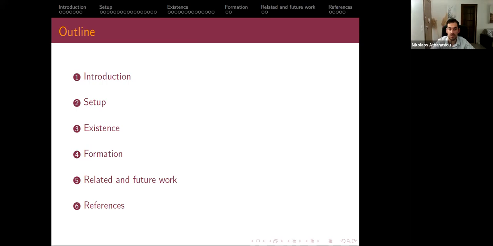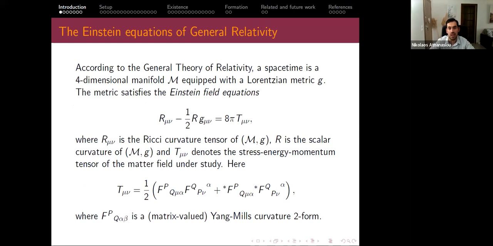So we are studying the Einstein equation of general relativity. As we all know, according to the general theory of relativity, a space-time is a four-dimensional manifold M, including 3+1 dimensions, equipped with a Lorentzian metric g, which itself satisfies the Einstein field equations. This is all very well known. R_mu_nu is the Ricci curvature tensor, R is the scalar curvature, and T_mu_nu denotes the stress energy momentum tensor of the matter field under consideration. Here in particular, we're going to be discussing the Yang-Mills tensor, which takes the following form for Yang-Mills curvature two-form, which we explicitly explained how to construct.